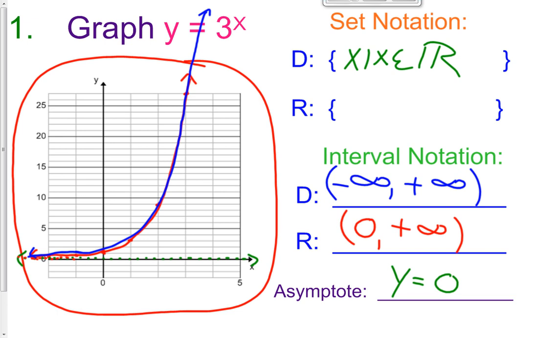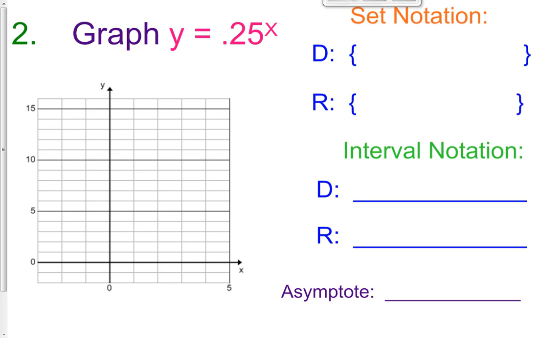So for our range, we would say that y such that y is all of the numbers that are greater than 0, or above 0. So it's not greater than or equal to, it'll never equal 0, it's greater than 0. So there's how you do problem number 1. Let's take a look at problem number 2 now.